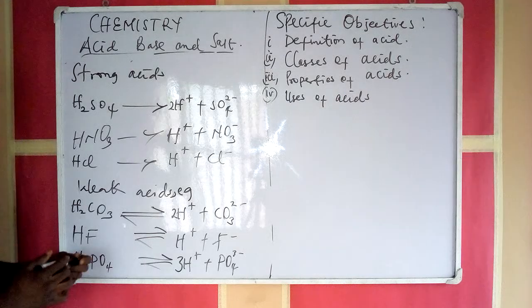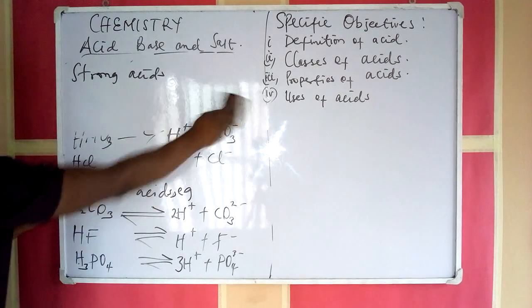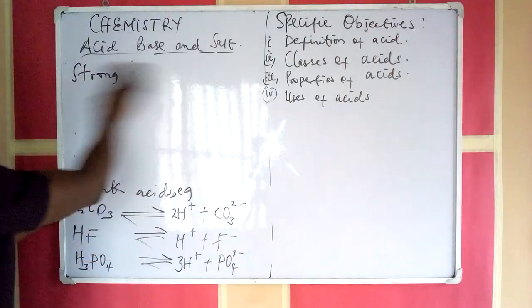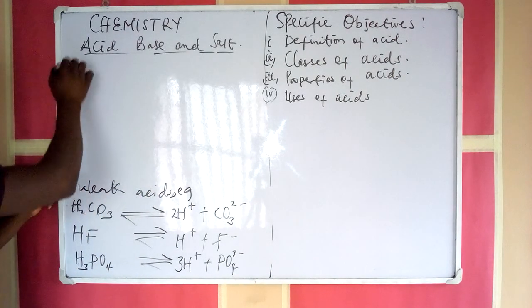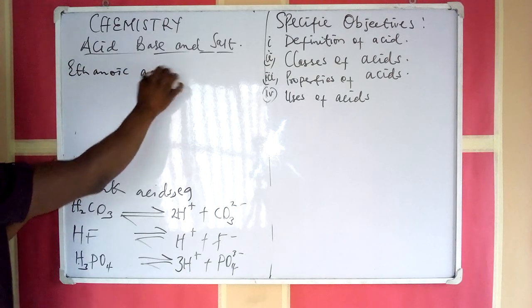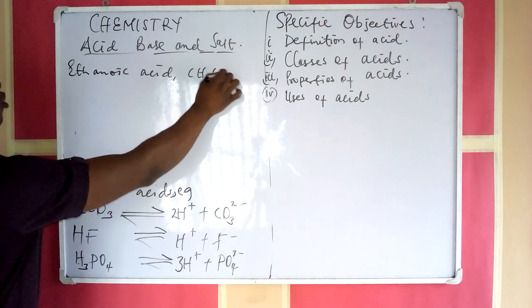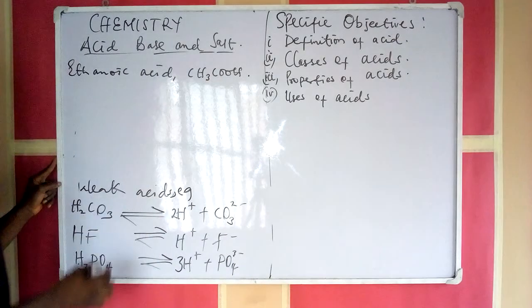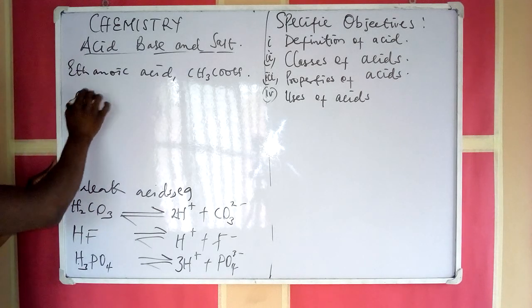Okay. Now we have other examples like ethanoic acid. Ethanoic acid is an organic acid, of course. We shall get there. Ethanoic acid, which is CH3COOH. So this ethanoic acid, let us ionize it to see what we have.